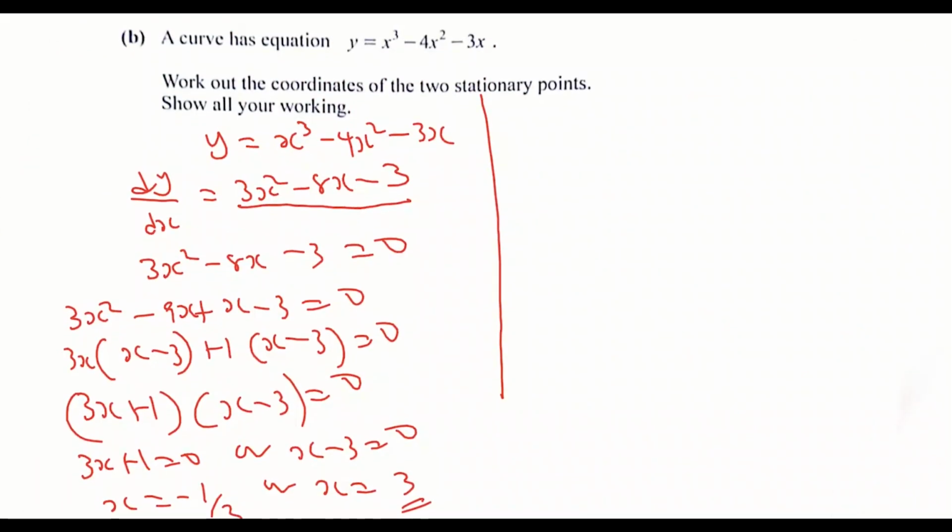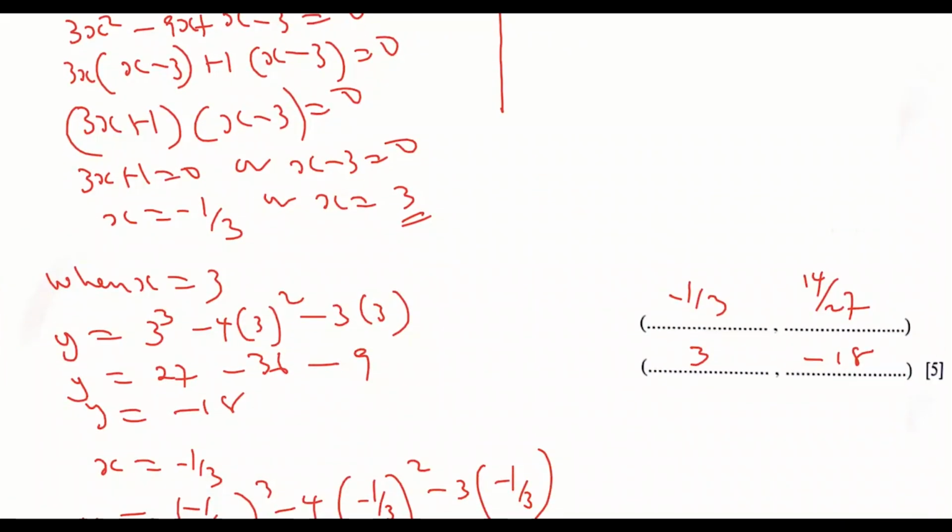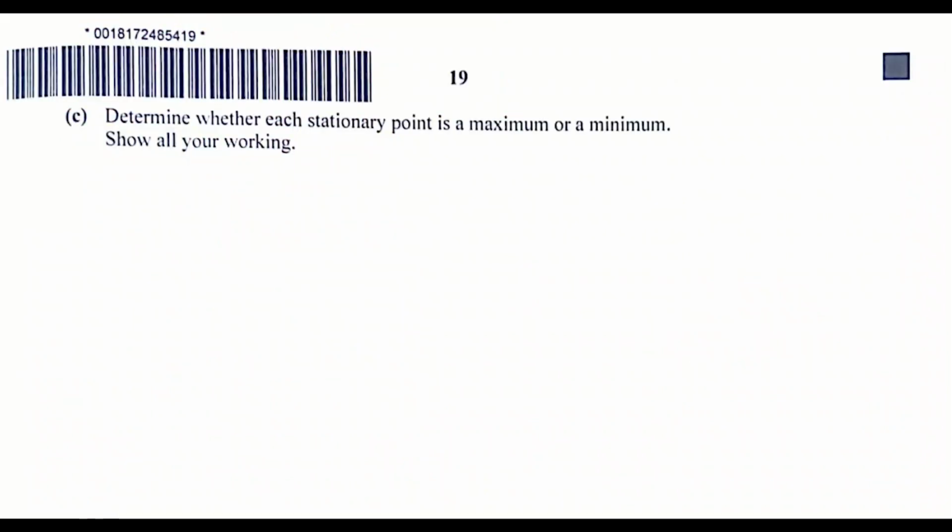So we have worked out the coordinates of the two stationary points. So let's go to the next question. Determine whether each stationary point is a maximum or a minimum. Show all your working. So we need the second derivative.